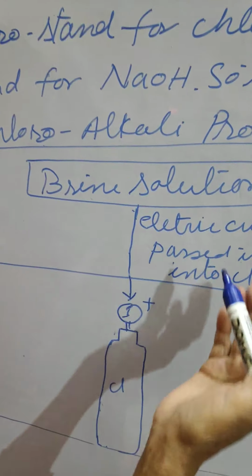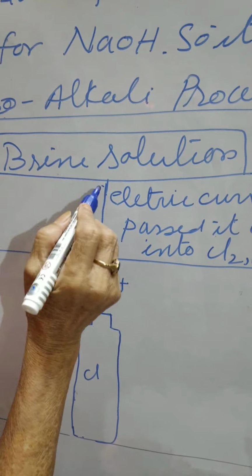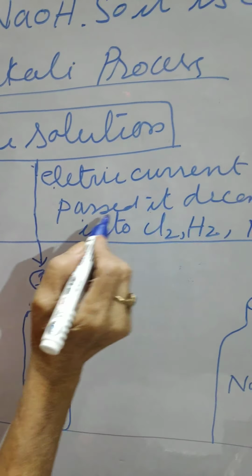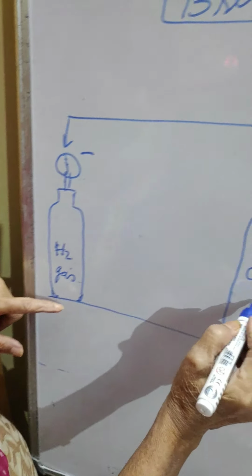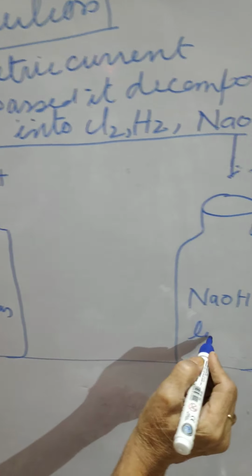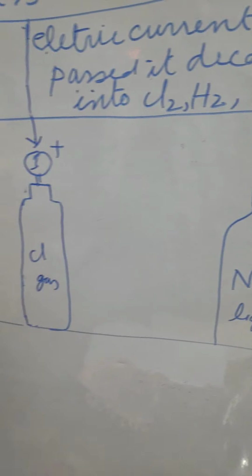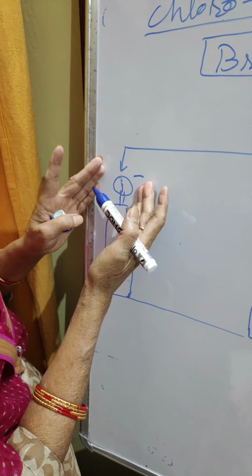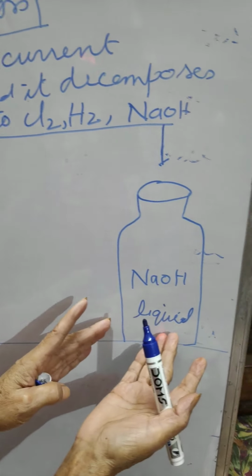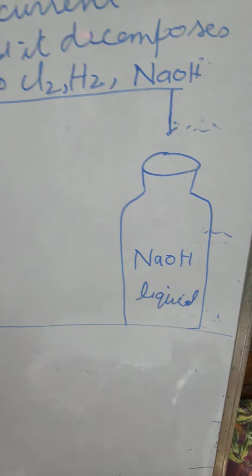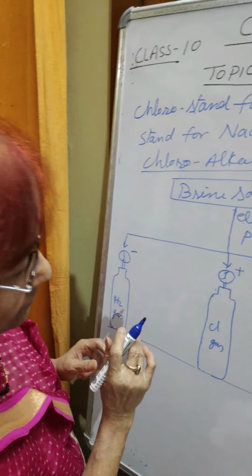Now with the help of the experiment, the brine solution means the aqueous solution of salt. In the brine solution, when electric current is passed, it decomposes into hydrogen gas, chlorine gas, and sodium hydroxide, which is in the form of liquid. The hydrogen gas is at the cathode and the chlorine gas is given off at the anode, and the sodium hydroxide liquid is obtained near the cathode. This whole process is known as the chloro-alkali process. Now the reaction.